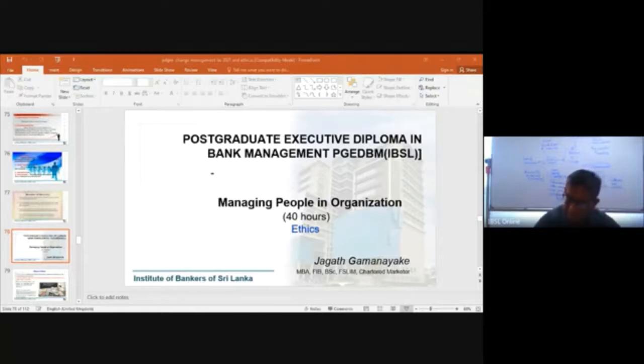Now, the Oxford English Dictionary defines ethics as a moral principle that governs a person's behavior or the conducting of an activity. That's the Oxford definition.